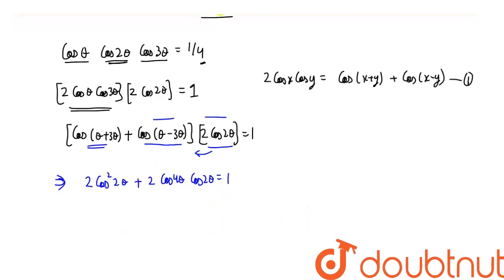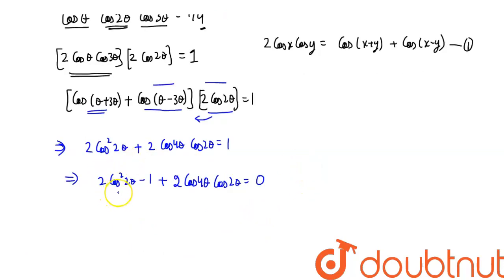So we have 2 cos 4 theta times cos 2 theta, and that would be equal to 1. Now we are going to subtract 1 from this complete equality. If we do that, we get 2 cos square 2 theta minus 1 plus 2 cos 4 theta times cos 2 theta, equal to 1 minus 1, that is 0. Now we are again going to use one more property of trigonometry. We know that 2 cos square x minus 1 is given by cos 2x. This is the double angle formula which we are going to use here.